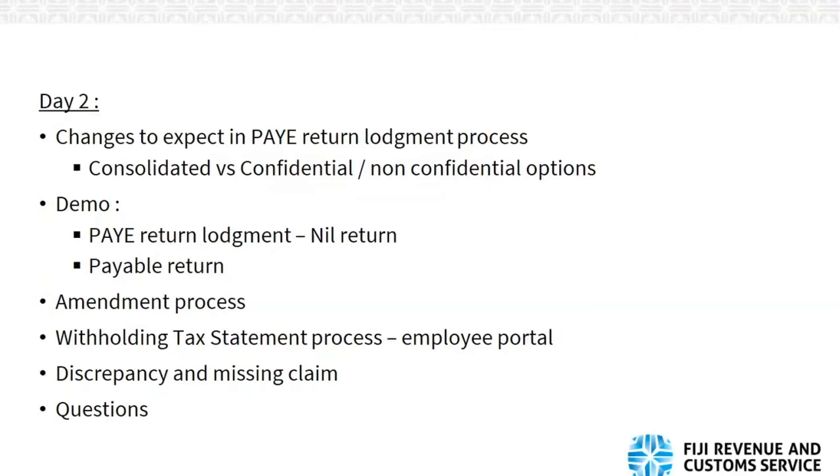This is something that the employees will be able to see in future. Withholding tax statement is basically whatever taxes have been deducted by your employer, which employees can go online and see. And the other thing that we'll be looking at is how the employees will be able to submit the discrepancy and missing claim notification to FRCS.